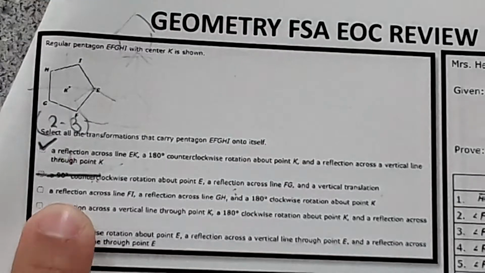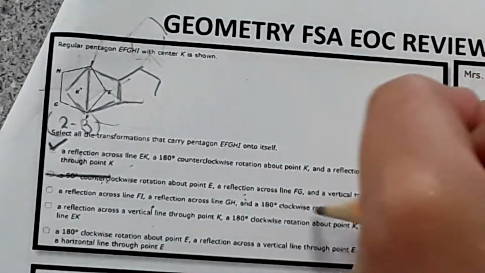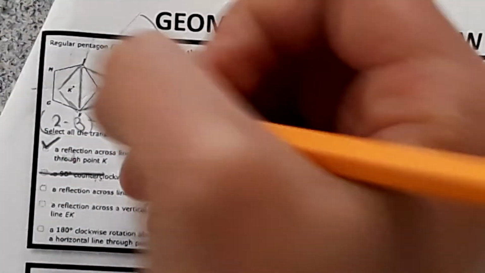Next one, a reflection across line FI. I'm looking at FI, which would be right here. If we were to reflect it over that line, we'd have something over here. And a reflection across the line GH would put it over here. And a 180 degrees clockwise rotation about point K would put it here. It's not onto itself, so not an answer.